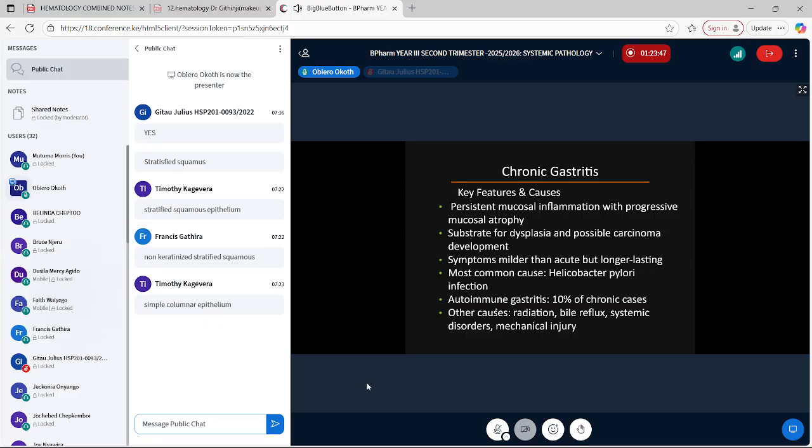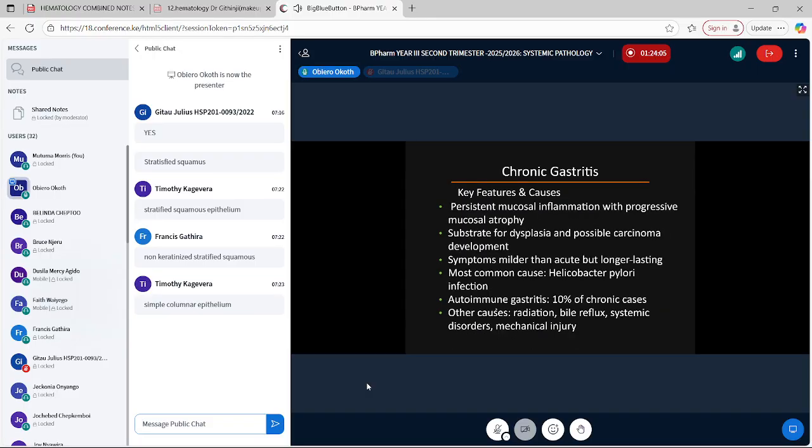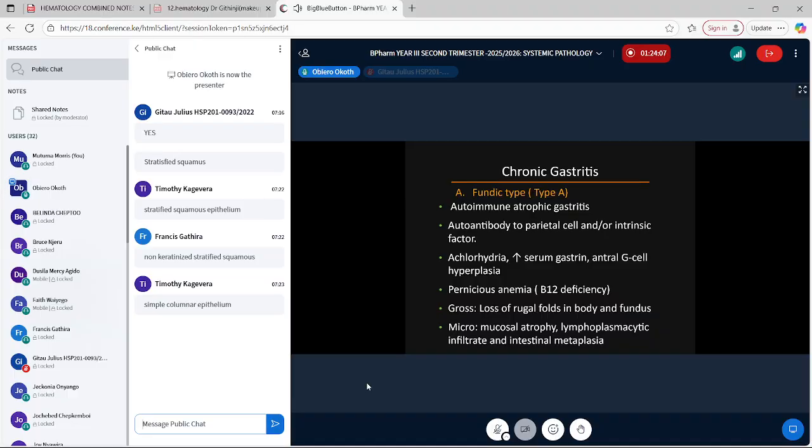You can have others, autoimmune gastritis, 10% of chronic cases. Other causes can be radiation, you can have bile reflux, can have systemic disorders, or even mechanical injury. But the key word here is that these are chronic inflammation. So the first type of chronic gastritis is normally called fundic type, means it's affecting mainly the fundus. Fundic type gastritis or type A gastritis or autoimmune gastritis.